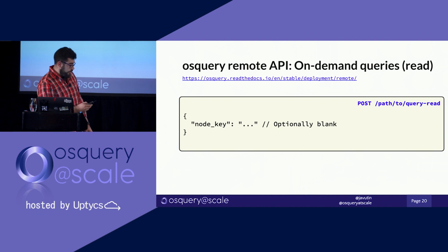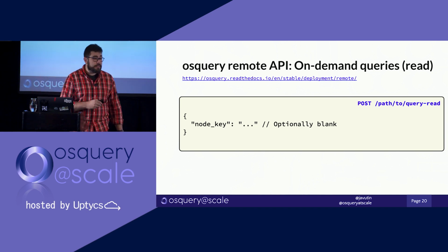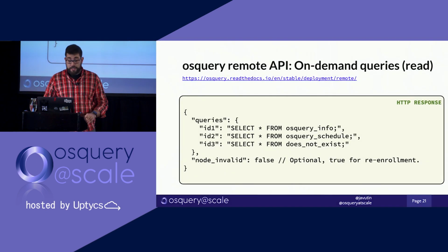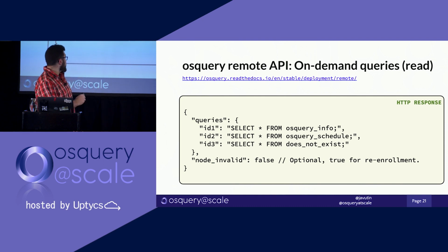The first one is what is called the read. The request is going to be a POST request to the path to query read. We'll provide the same thing, the node key that we got from the enrolling. And basically what this makes Osquery do is ask the server, do you have a query for me? If there are no queries, you can just reply with a 200 with node invalid equals false, and there are not going to be queries. Or you can just have it empty. You just provide nothing here, and then there are no queries to be executed. Node invalid, same thing, false.